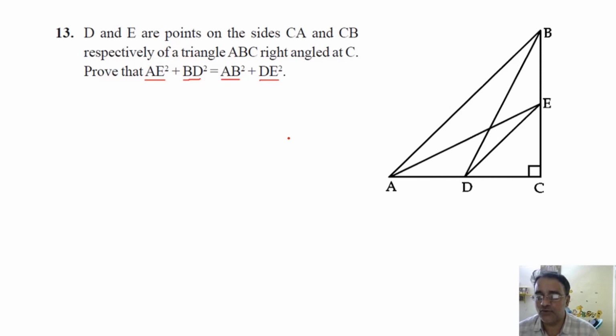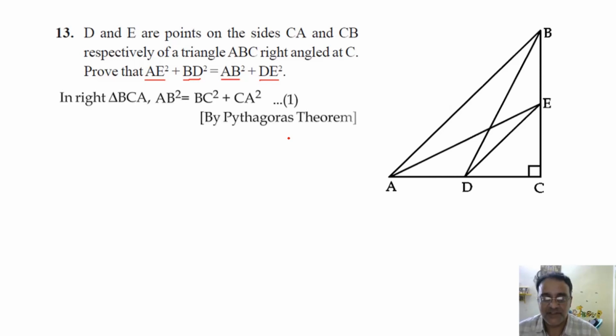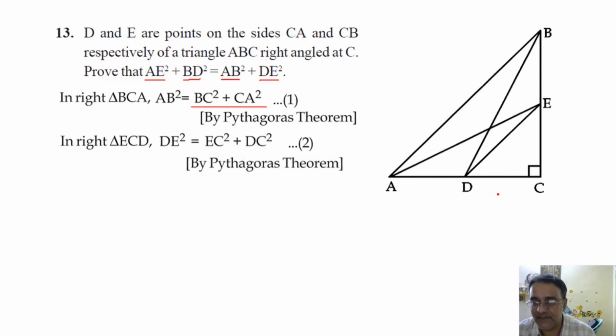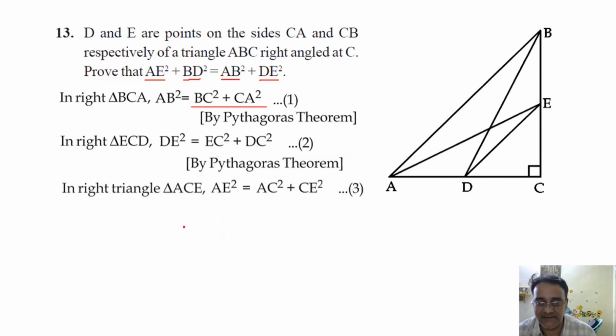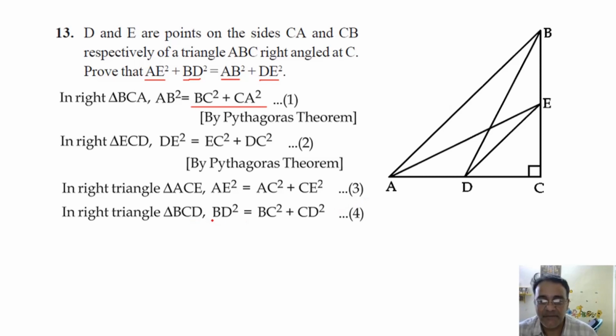Now in all those 4 right triangles, we are going to apply Pythagoras theorem. So we'll take one by one. Full triangle: AB square is equal to BC square plus CA square. Second right triangle ECD, that is DCE: DE square is equal to EC square plus DC square. Let it be equation number 2. Third right triangle ACE: AE square is equal to AC square plus CE square. Let it be equation number 3. Fourth right triangle BCD: BD square is equal to BC square plus CD square.